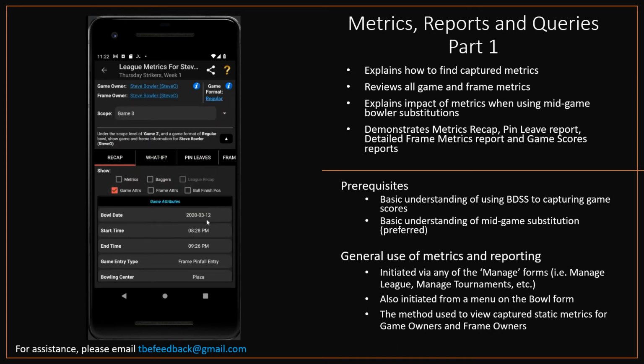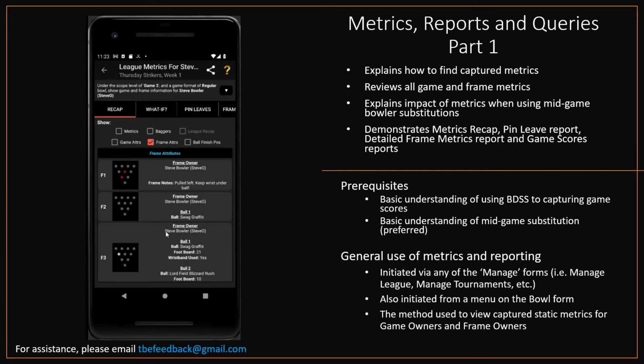Game attributes. You'll see basic information such as bowl dates, start and end times, game entry type, which in this case is pinfall entry, and bowling center is displayed. Now let's look at frame attributes, and we will keep game 3.